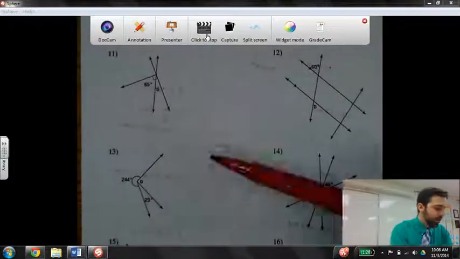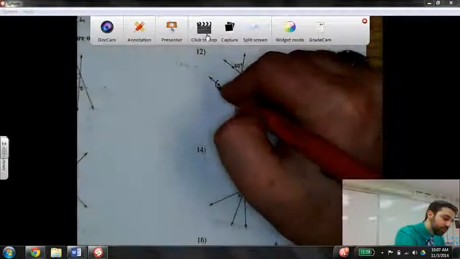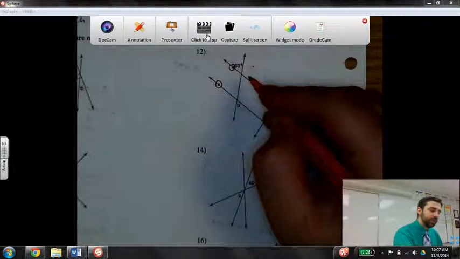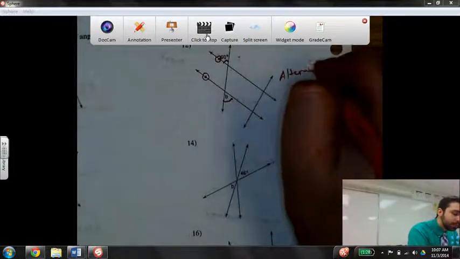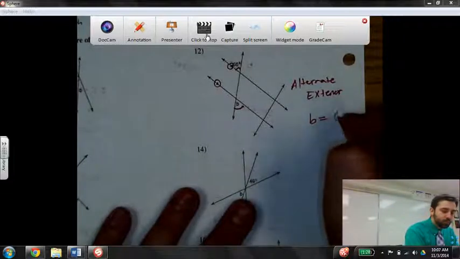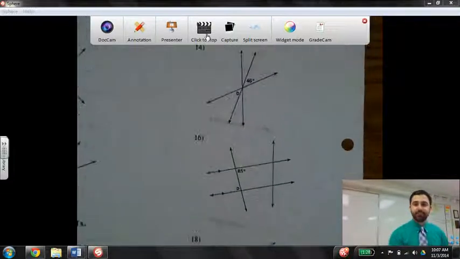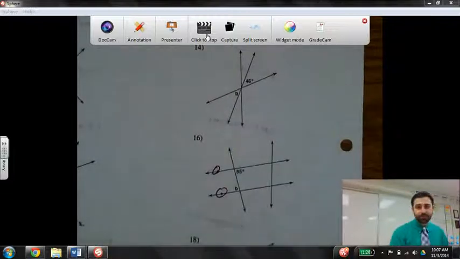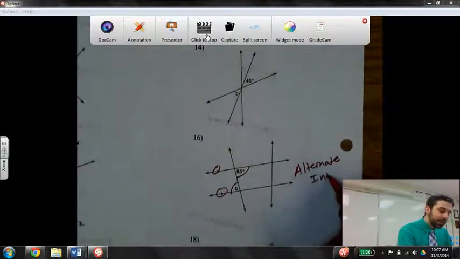Let's look at number 12. We see that we have two parallel lines cut by this transversal. We see that 60 and the measure of angle B are alternate exterior angles. And since they are alternate exterior, we know that they are congruent, so B is 60 degrees. Another example of this would be number 16. Looking at the two parallel lines cut by this transversal, we see 85 and B are inside my parallel lines and on opposite sides of the transversal, so they are alternate interior angles, which are congruent, which means B is equal to 85 degrees here.